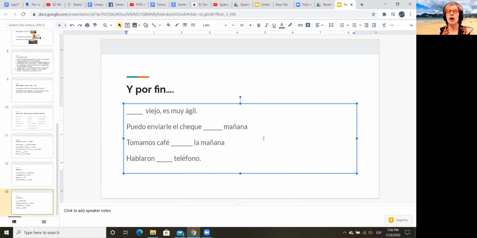See, comemos el desayuno por la mañana. Comemos la cena por la tarde. Tomamos un refresco por la tarde. We have a drink in the afternoon.